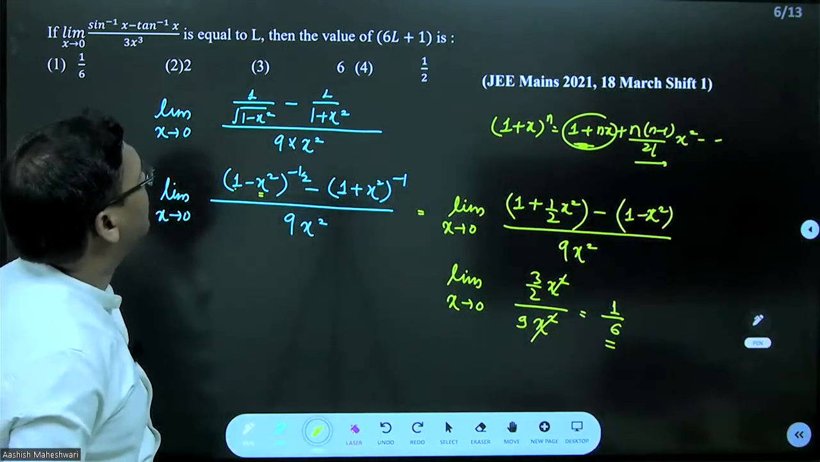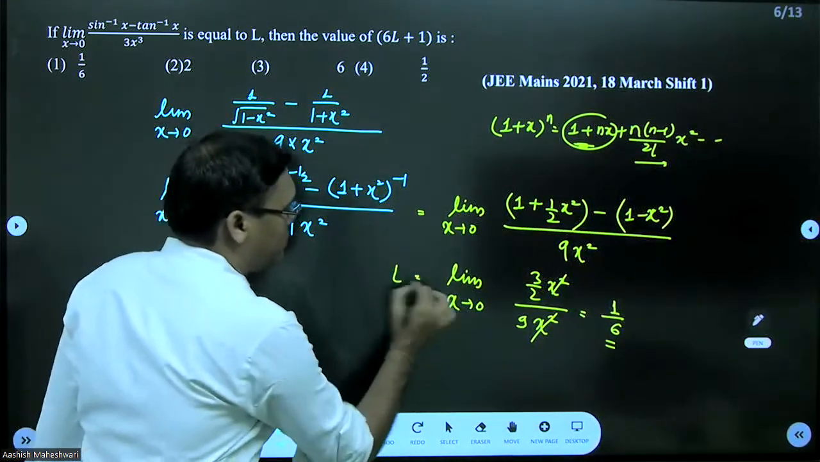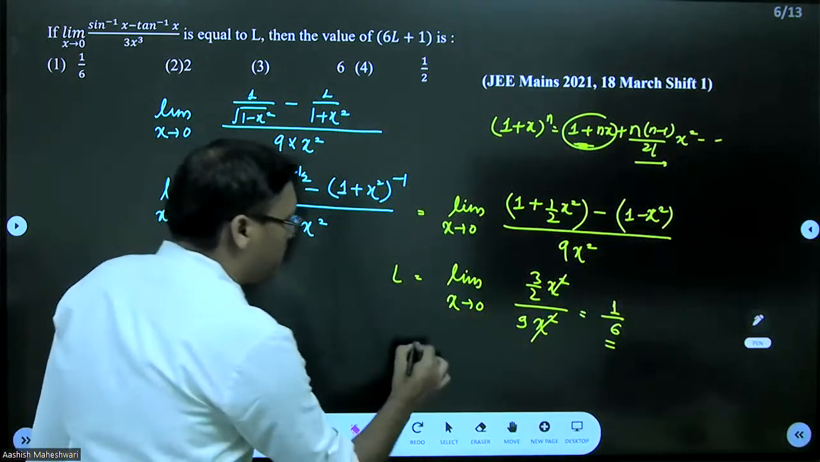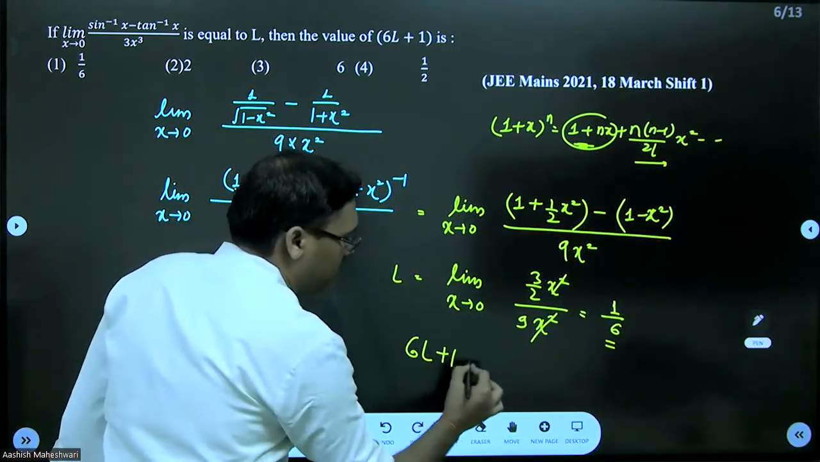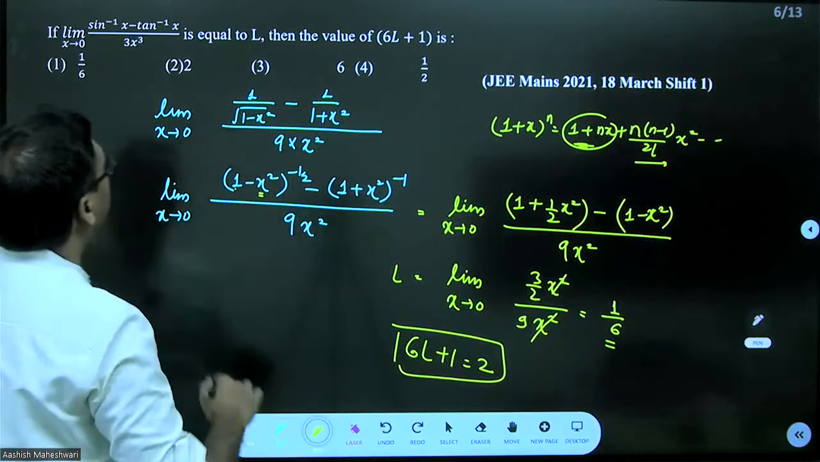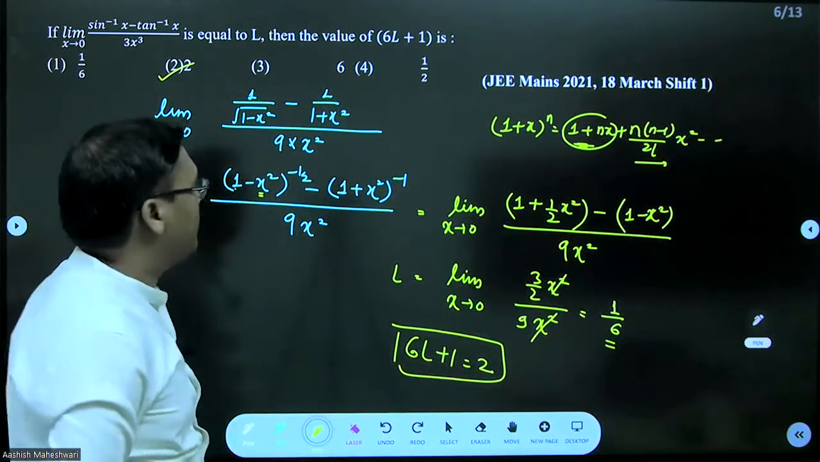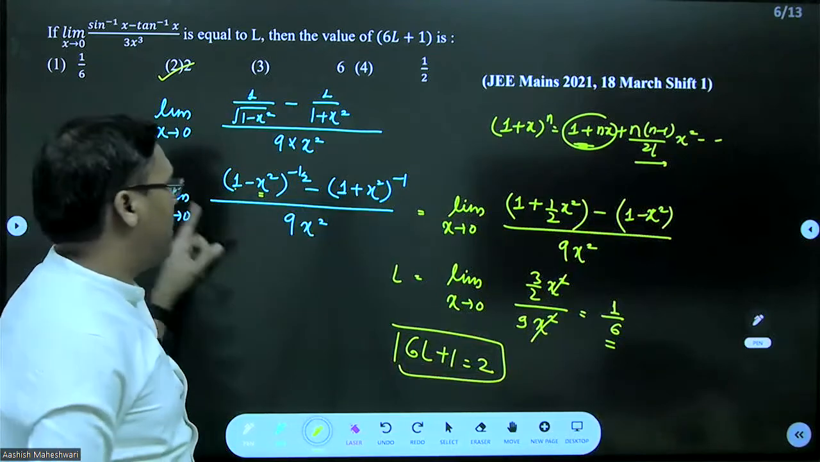So now the question is, you have got the value of L. What is this L? L is equal to 1/6. The question is what is 6L plus 1? You can say this is equal to 2. That is option 2 is the answer. I hope you have understood this.